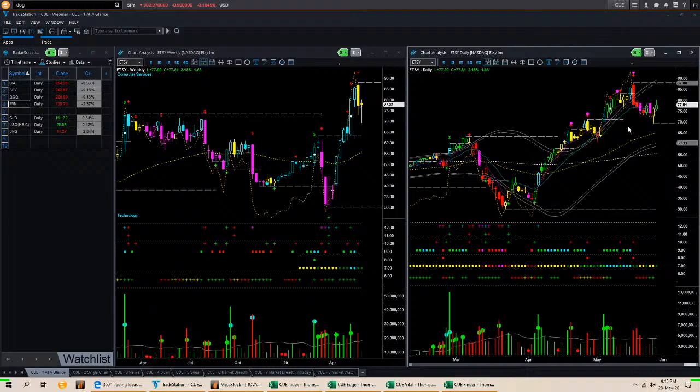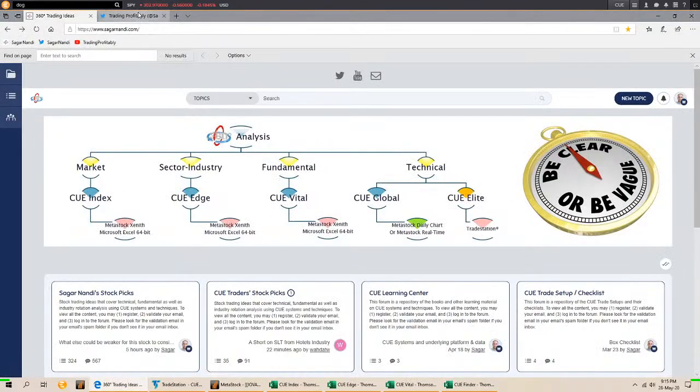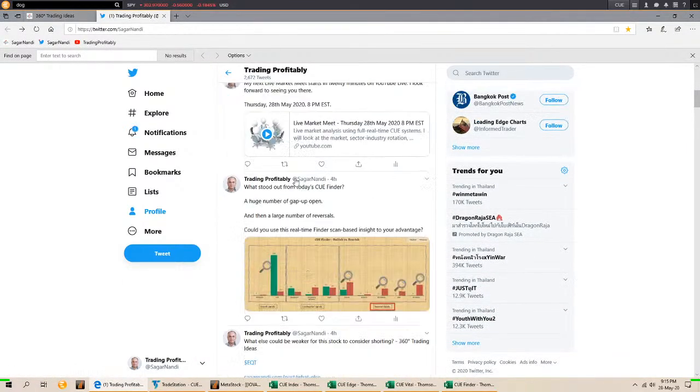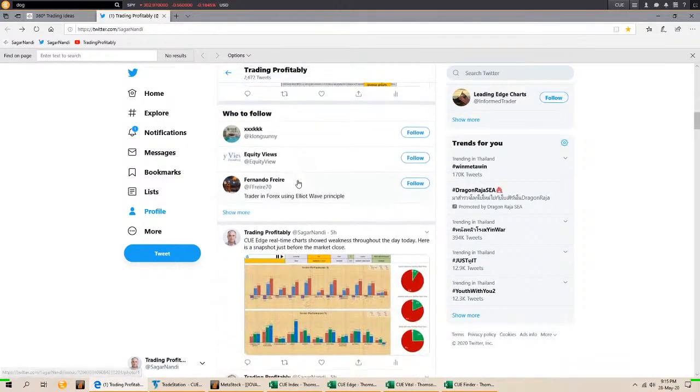Now there is no buy setup, no short setup. I will take one more stock. This is a biotech stock that I shared today.